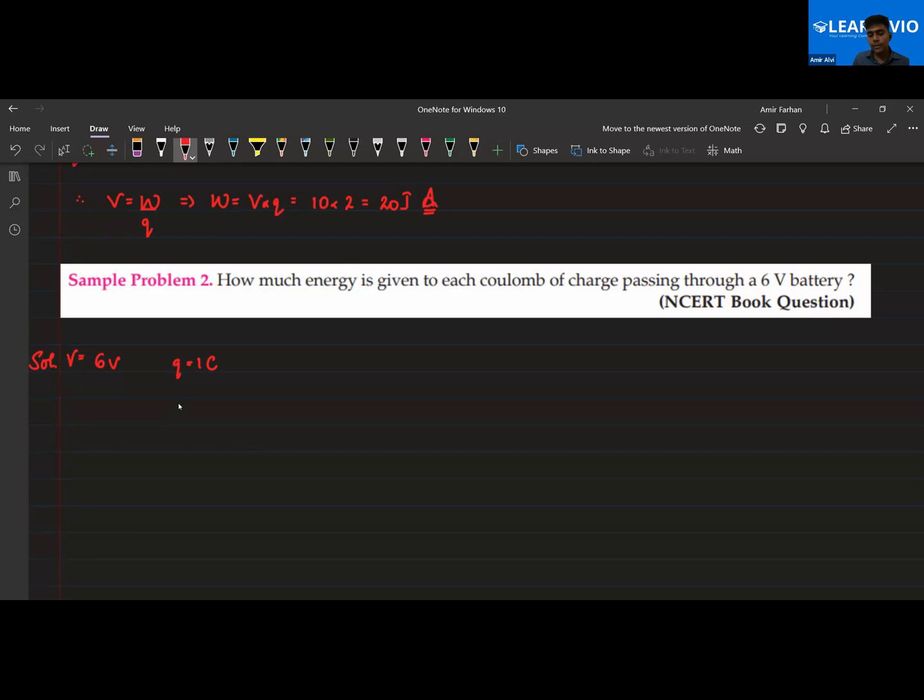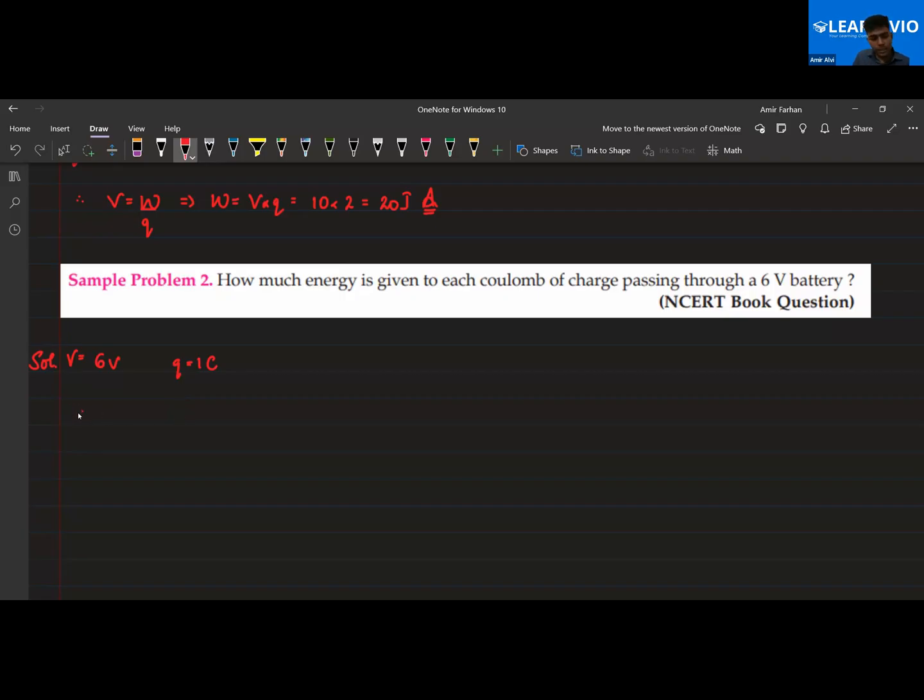I think that's why Albina, you got confused here with the word each coulomb. That's why you got 36. You might have misinterpreted it as 6 coulomb. Yes, Alvina? Yes, sir. Okay, it's fine, no problem.